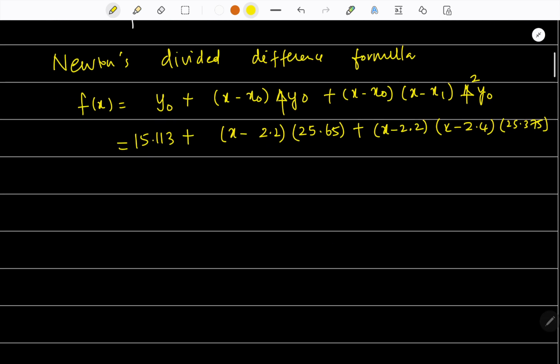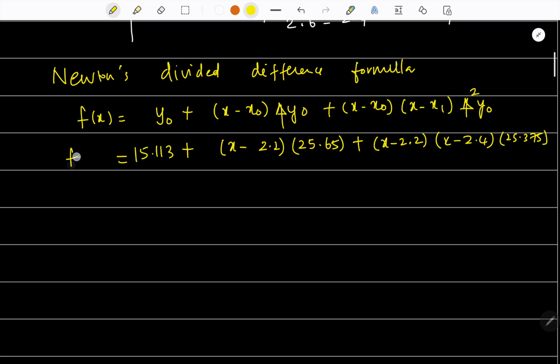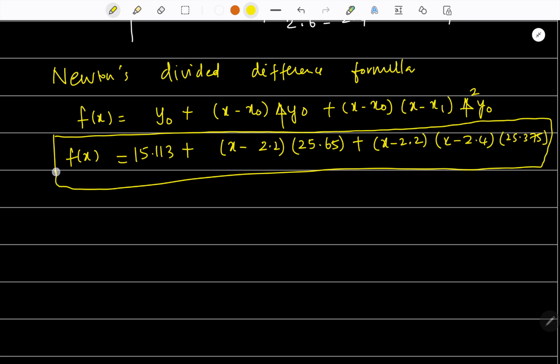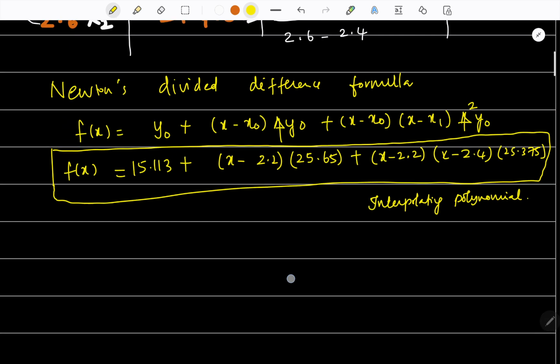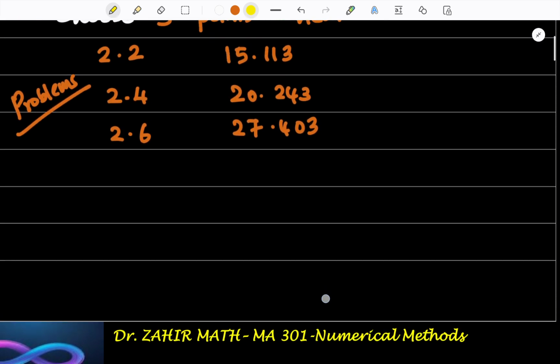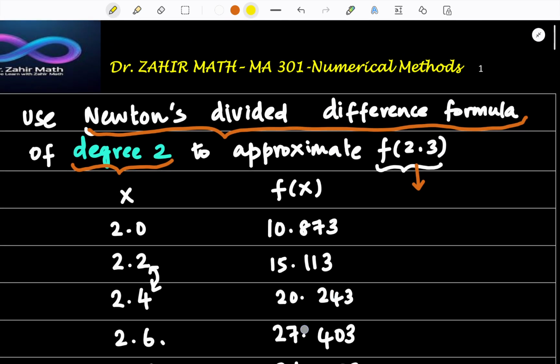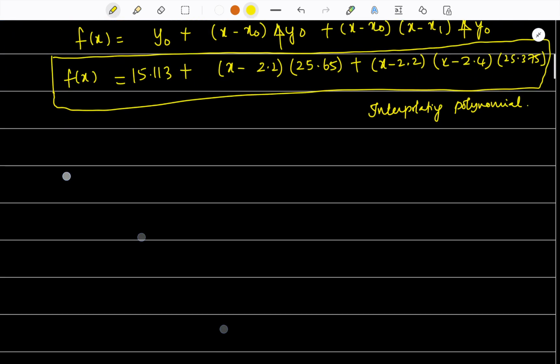25.375. Okay. So this is called Newton's divided difference interpolating polynomial. Suppose the question is asking, find the interpolating polynomial or interpolation polynomial. So this is the polynomial, Newton's divided difference interpolation polynomial. But now they ask you to estimate the value f of 2.3. So you are going to calculate f of 2.3.